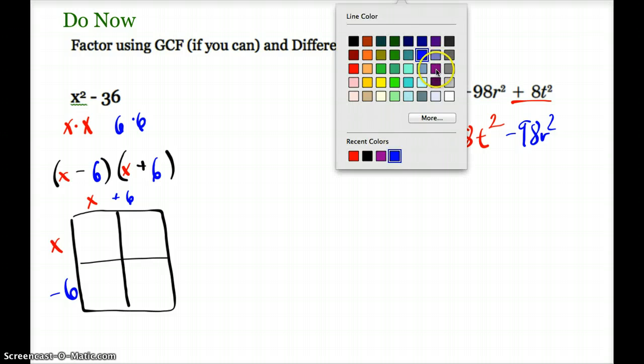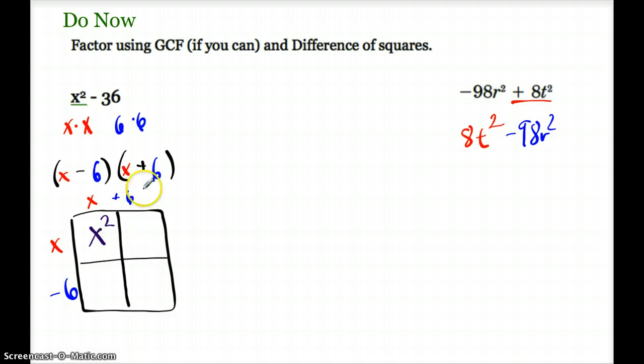Okay, so I put out a peanut box so we can check our work. X times x is going to be x squared. X times 6 is positive 6x. Negative 6 times x is negative 6x. And negative 6 times 6 is negative 36. Positives and negatives are opposites, so they cancel each other out. Those go away. You're left with x squared minus 36. It works.